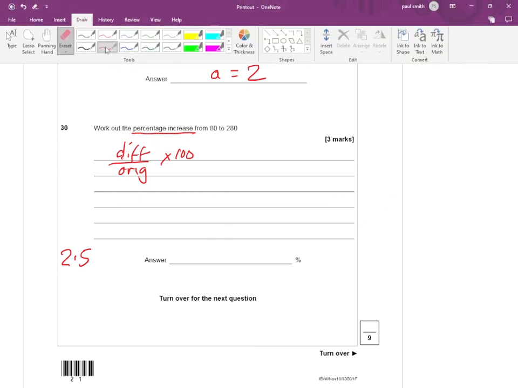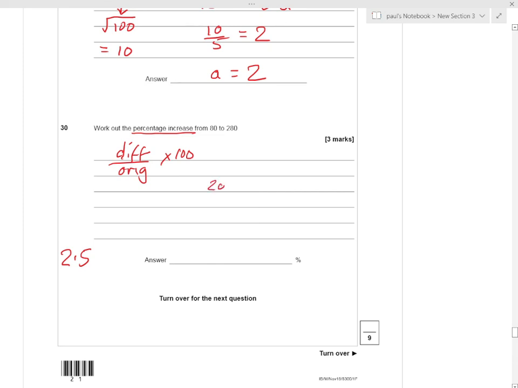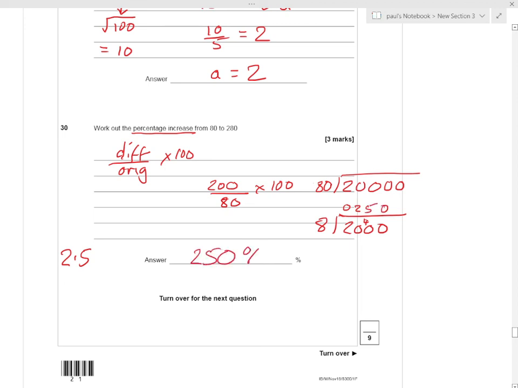So it's the difference. The difference is 200 over 80 times 100. I crossed far too many noughts off, didn't I? So that divided by 80. I'm going to take a nought off both. So I'm going to do 8 into 2000. 8 into 2 goes nothing. 8 into 20 goes 2 with 4 left over. 8 into 40 goes 5. And there's a 0 at the end. So that's it, 250%.